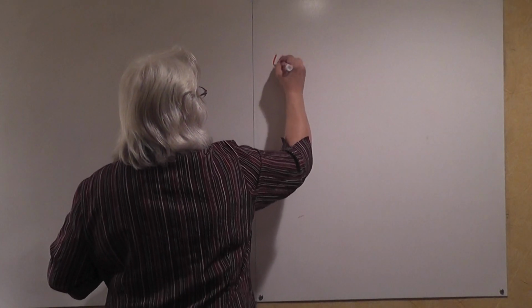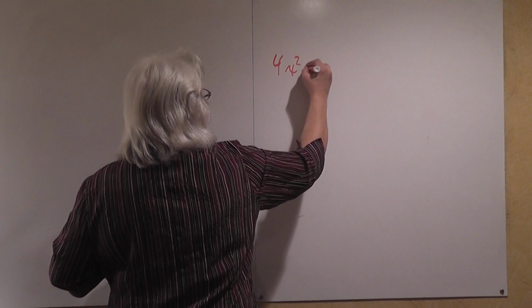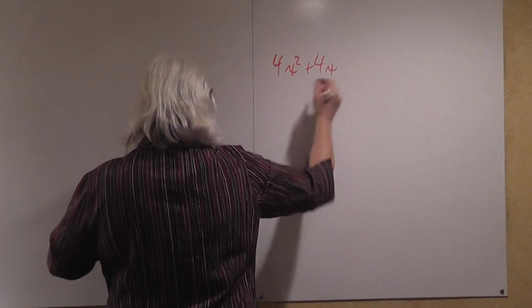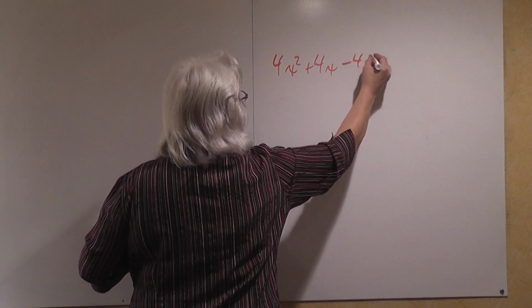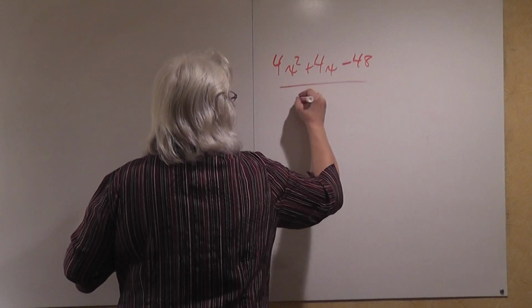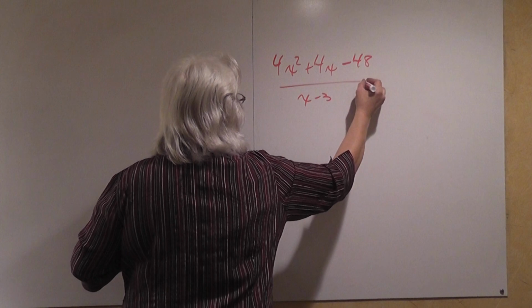This says simplify 4x squared plus 4x minus 48 divided by x minus 3.